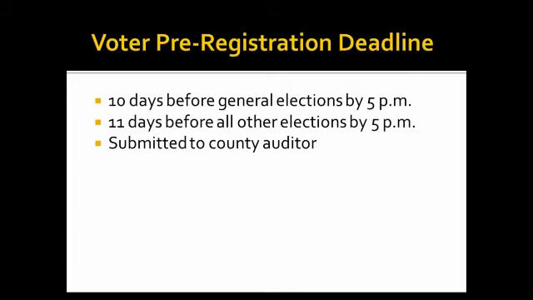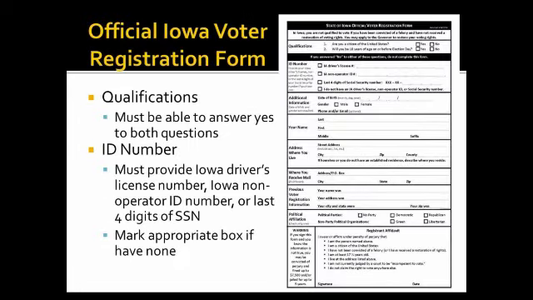All voter registration applicants must either provide their Iowa driver's license number, their Iowa non-operator ID number, or the last 4 digits of their Social Security number. If a voter registration applicant does not have one of these numbers, they must mark on the form that they do not have one of those numbers. This information in the ID number box is also required information on a voter registration application and must be provided by every applicant.